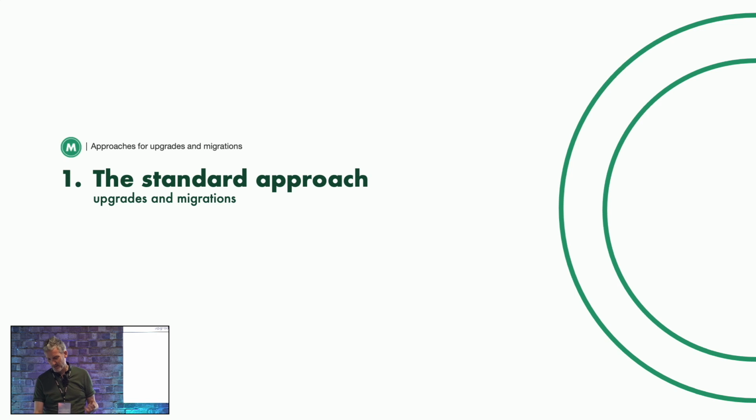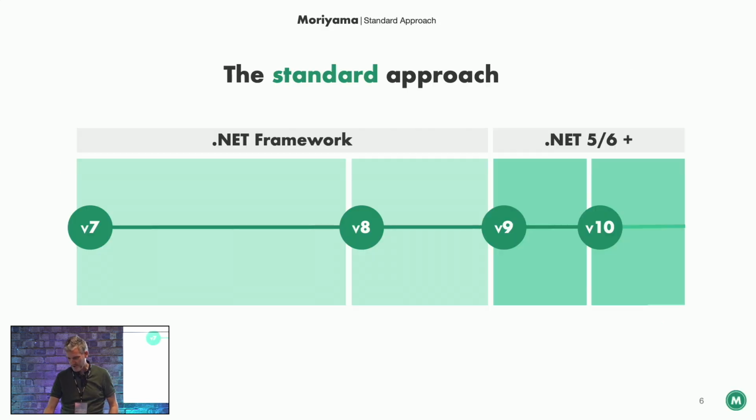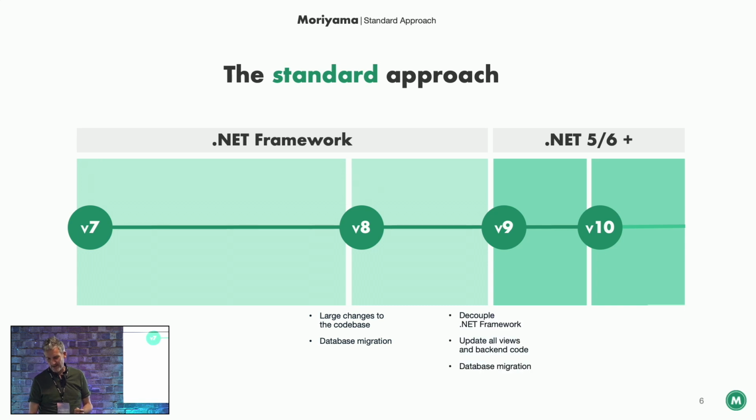Okay, so yeah, the standard approach of upgrades and migrations. Going between the major versions, there's a whole series of things to take into account. So from version 7 to 8, there's a really large change in the code base. So there's lots of things that need to be recoded. There's a migration. Again, from 8 to 9, we're moving from the .NET framework across to .NET Core. Well, I think I should be calling it .NET 5 or 6 now, shouldn't I? But I still think of it as .NET Core.